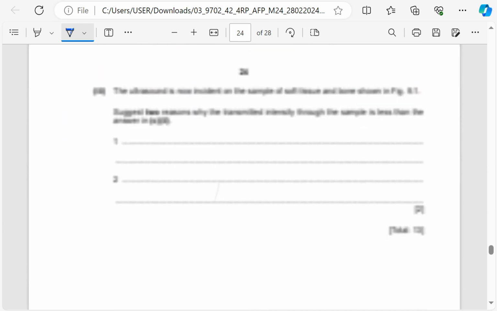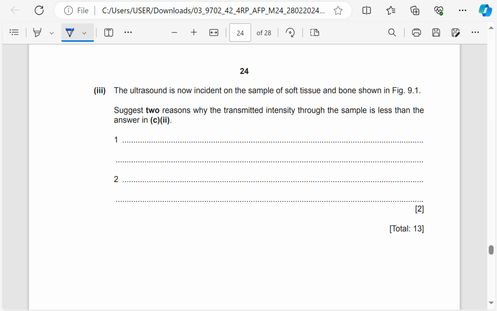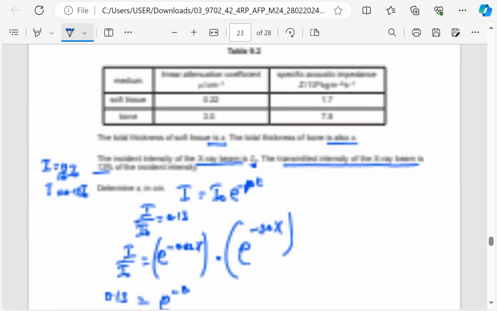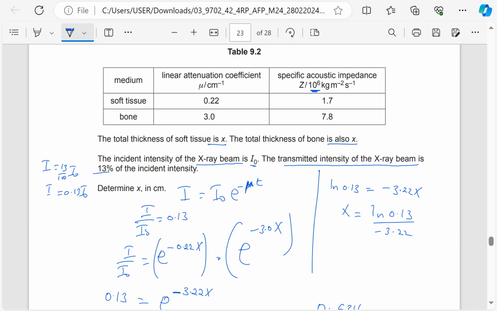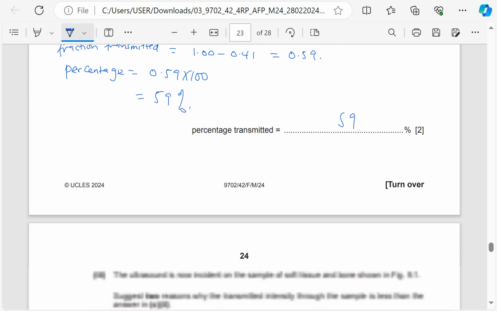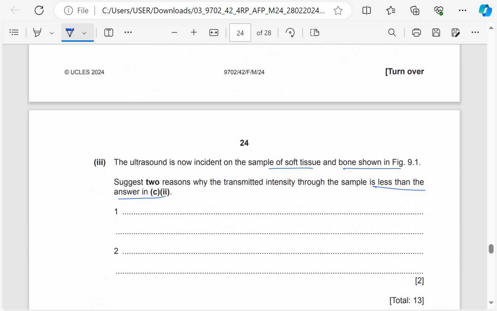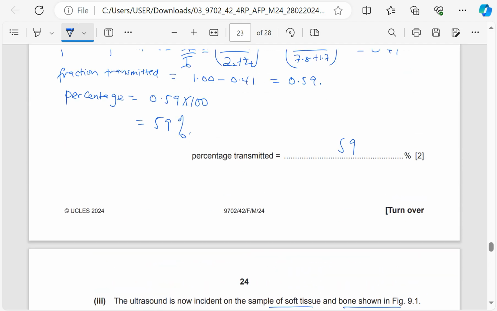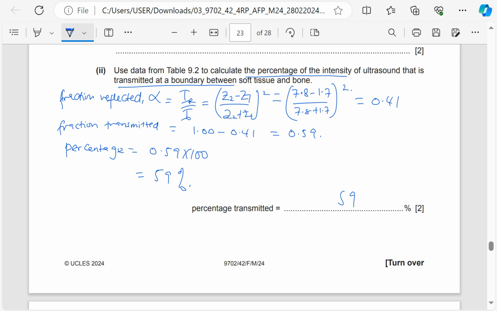Okay, then the ultrasound is now incident on the sample of soft tissue and bone shown in the figure. Suggest two reasons why the transmitted intensity through the sample is less than the answer in C Roman 2. So why should the transmitted intensity be less than this?